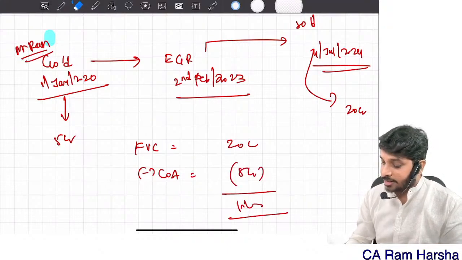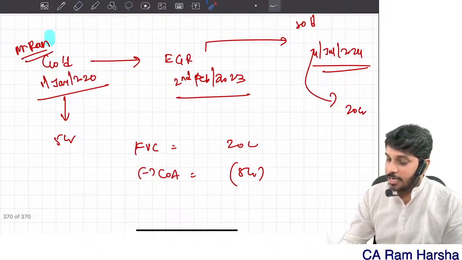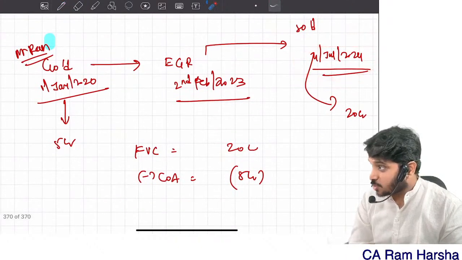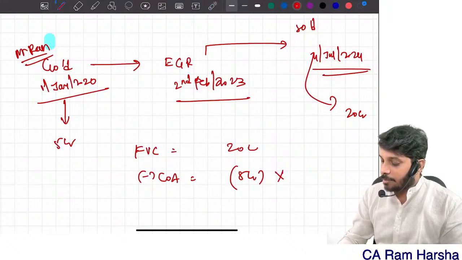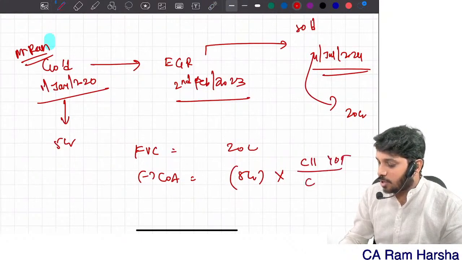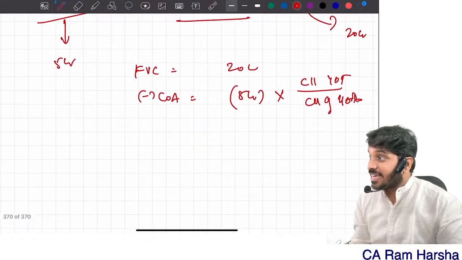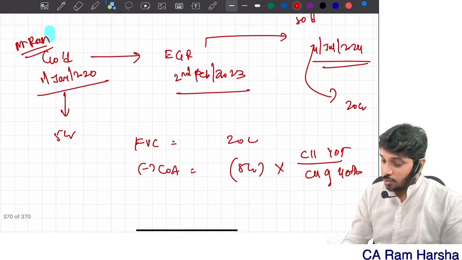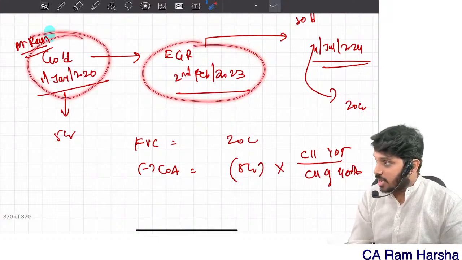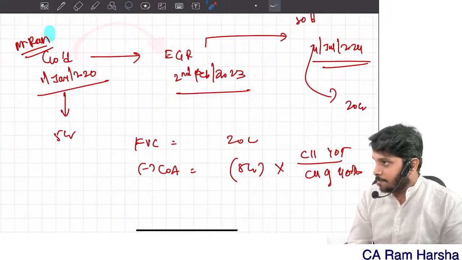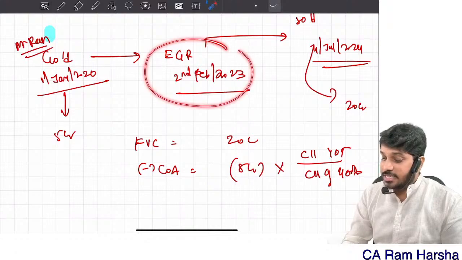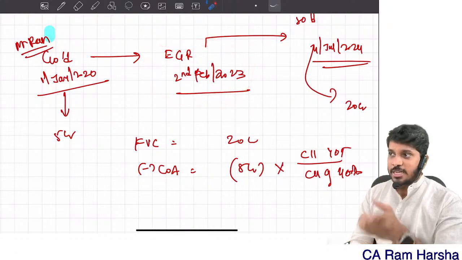But you should not do it like this. First you should see the transfer date. The transfer date is 4th July. So, CII of the year of transfer divided by CII of the year of acquisition of EGR. Remember, how did you acquire this EGR? Because you had gold, and gold is converted into EGR. Able to understand? Now, whether this EGR is a long-term asset or a short-term asset.